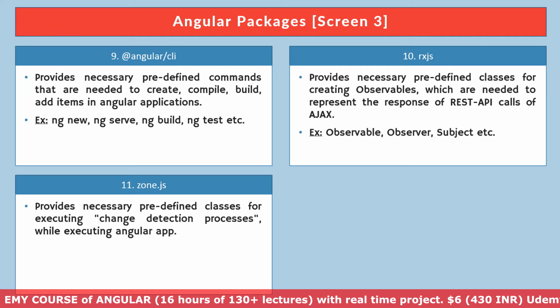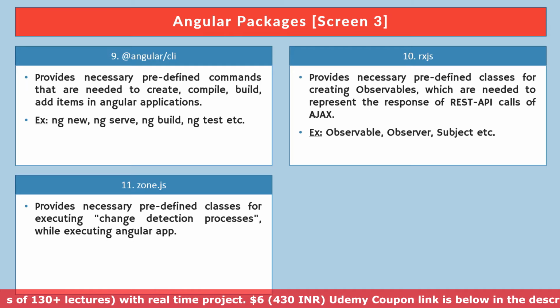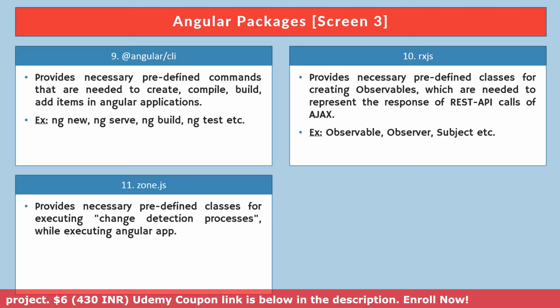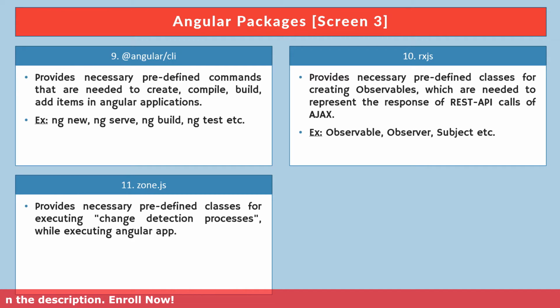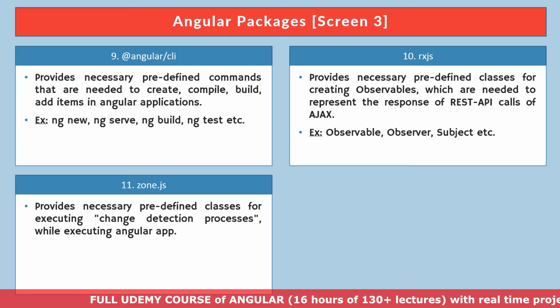The eleventh package is Zone.js. This package provides a set of predefined classes for executing the change detection process while executing the Angular application. The change detection process just examines the changes of the application data and the user interface. If any data is updated in any of them, the opposite one will be automatically updated. Thus, the data bindings are implemented in Angular. This is the briefing of all the important packages in Angular.